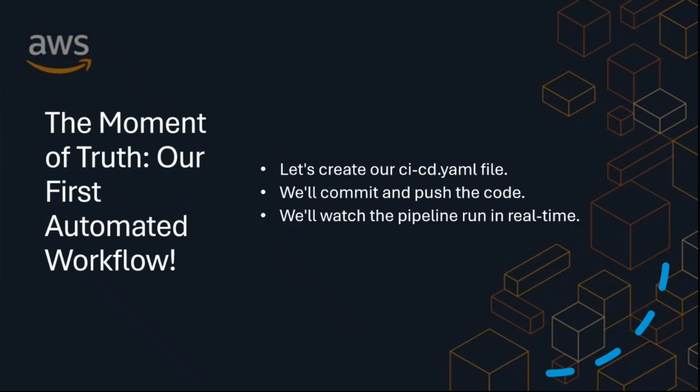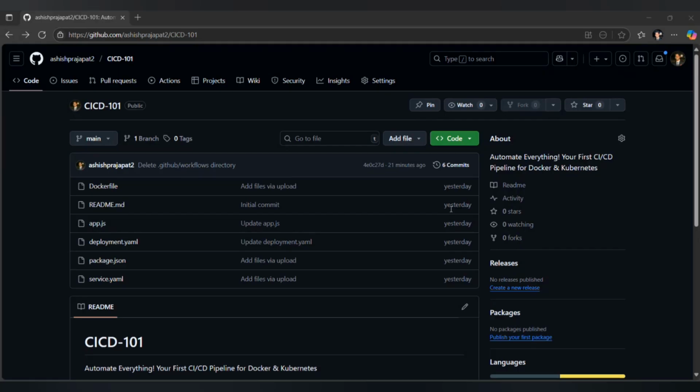All right, enough theory now. The best way to learn this is by doing it. I'll switch to my GitHub now, and we will create a workflow file. We will commit and push the changes, and then we will jump over to GitHub Actions to see our pipeline run for the very first time. Let's go.